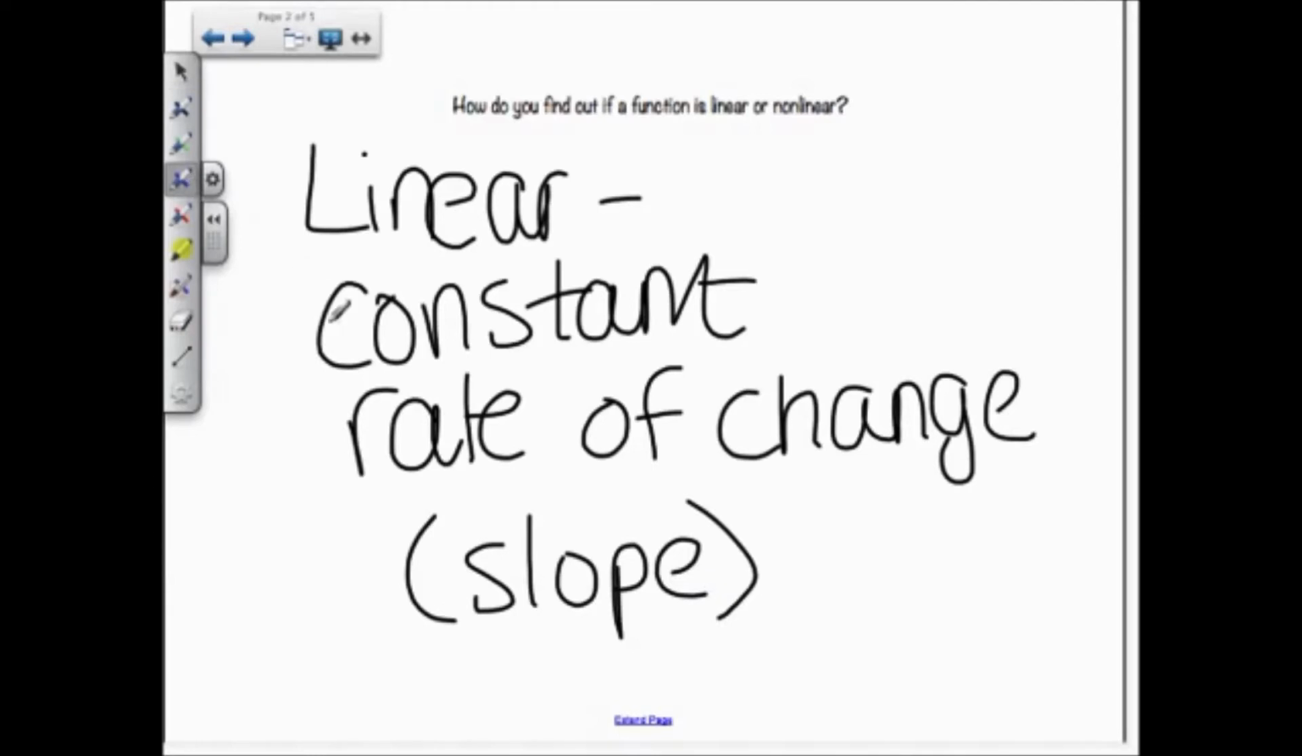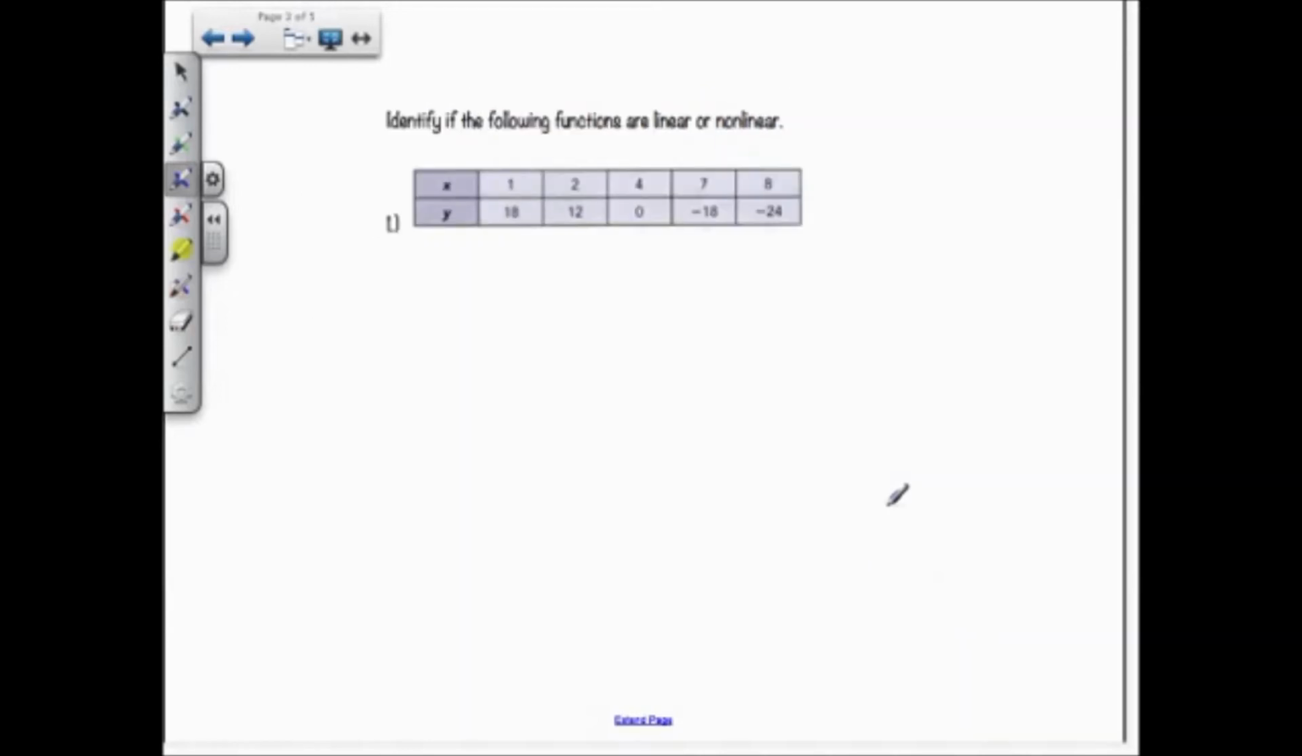If you were to look at a graph of something that is linear, it would end up looking like this or like this. It's basically a line. Linear means line. It's a straight line. Because of that, it has the same slope no matter where you look on this line. The slope is always the same, so it's constant. It never changes. Okay, so let's look at question number 1. Identify if the following functions are linear or nonlinear.